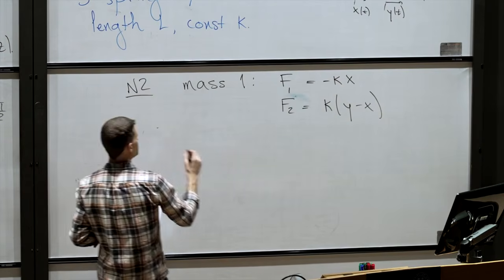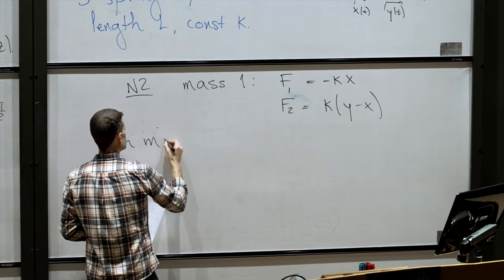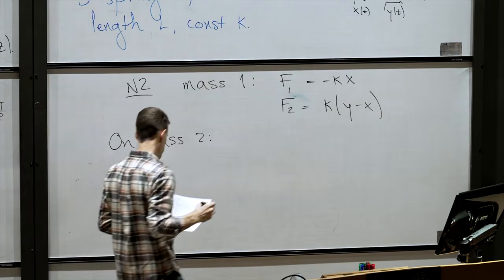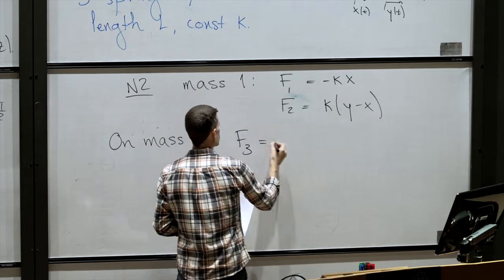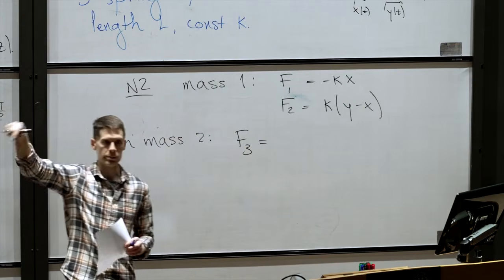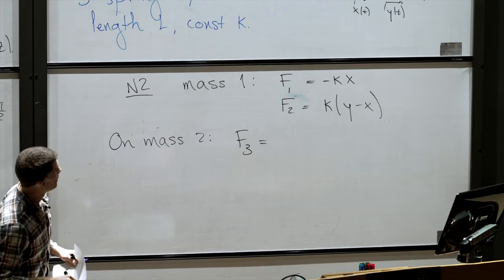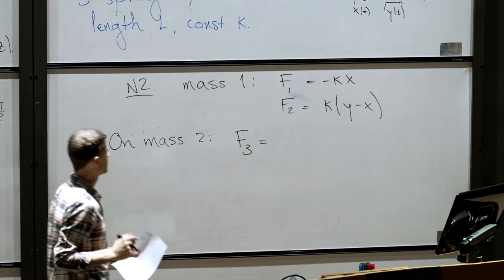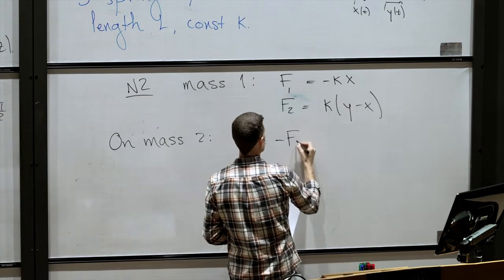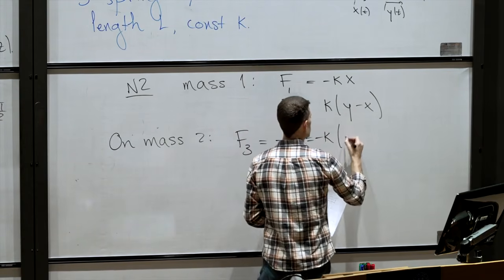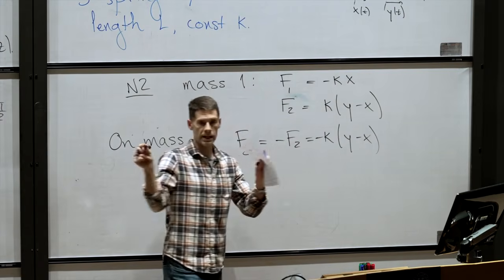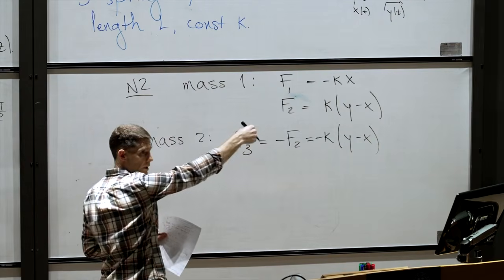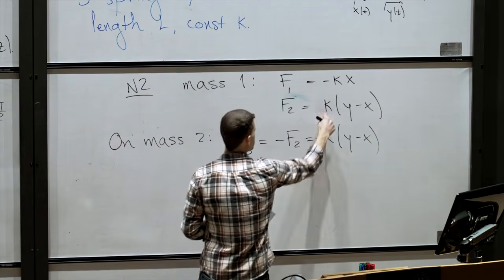Okay. And on mass 2, I have force F3, which is the middle spring now applying a force to mass 2. And actually, by Newton's third law, there's an equal and opposite force. This is minus F2. That's minus k times y minus x, which is to say that that spring, if it's stretched, is pulling the particle on the right of it to the left. It looks the same as that one with a minus.